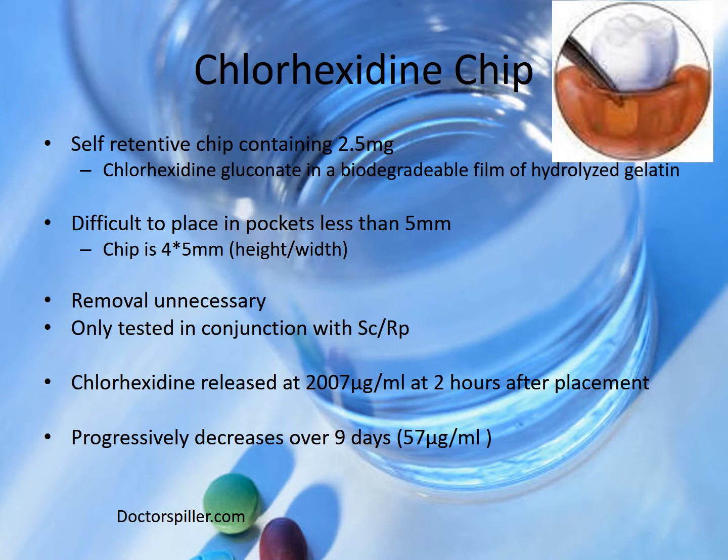Another component that can be used in localized areas is the chlorhexidine chip. It is a self-retentive chip that contains 2.5 milligrams of chlorhexidine. It is difficult to place in pockets that are less than 5 millimeters because the chip itself in height and width is 4 by 5 millimeters. The good thing is it does not have to be removed, it dissolves, and it has only been tested in conjunction with scaling and root planing.